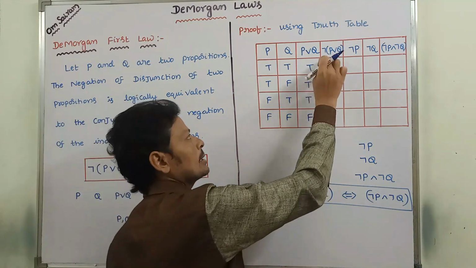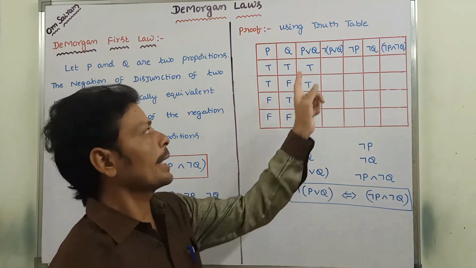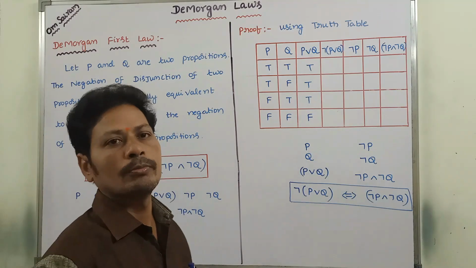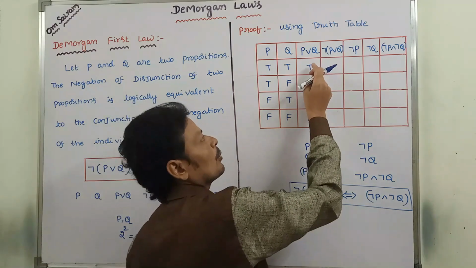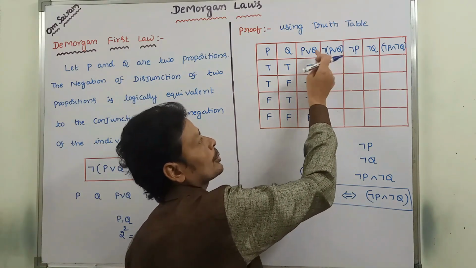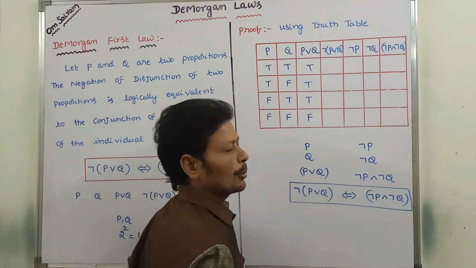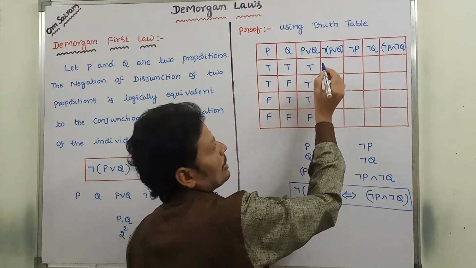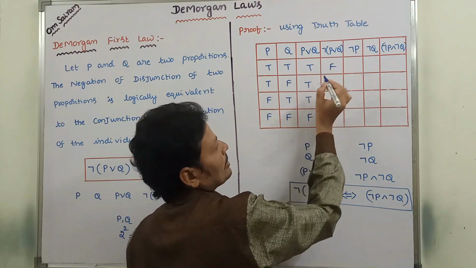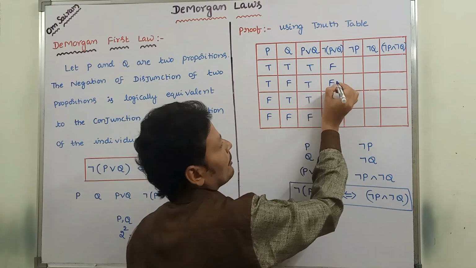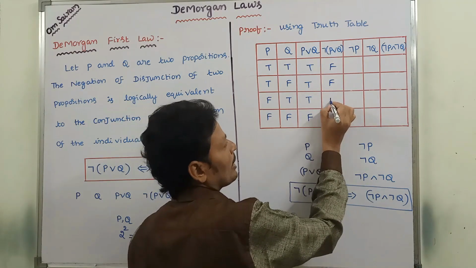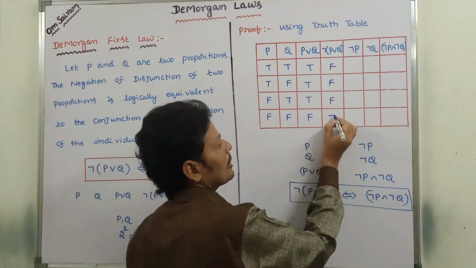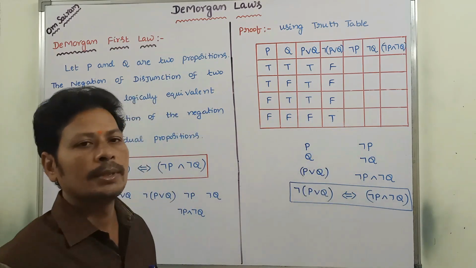Next, what is the truth value of negation of (P or Q)? We have to negate the truth value of P or Q. Negation of true is false, and negation of false is true.